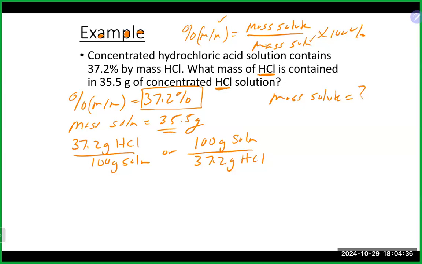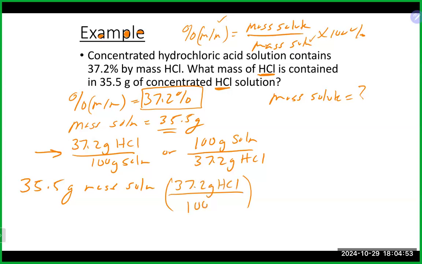In this case, since I do have the mass of the solution, 35.5 grams, I could use a conversion factor here on the left, and it will basically cancel out. 37.2 grams of HCl, 100 grams of solution, 100 grams cancel. Going to leave you 13.2 grams of HCl, I believe, in this particular case there.